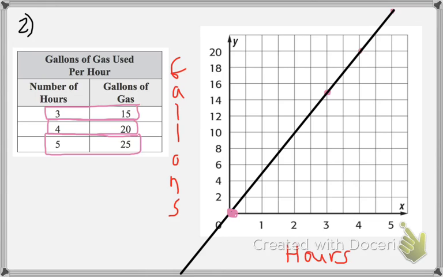Now, if we look at the table just to make sure, right, if we cross multiply, does 15 times 4 equal 3 times 20? Well, 15 times 4 is 60, and 20 times 3 is 60. Okay, so even the table is showing us that this is proportional, right? Now, we have our answer. It's proportional.